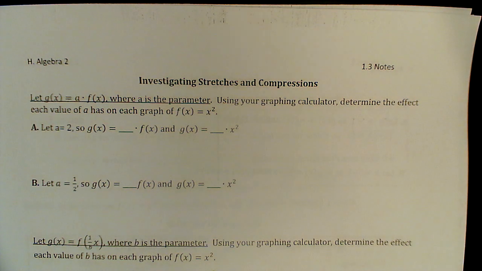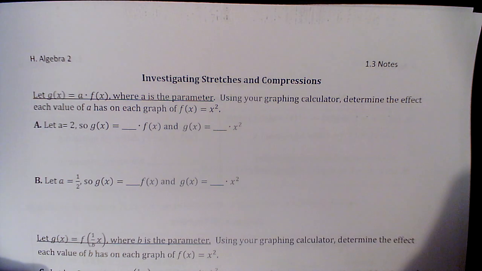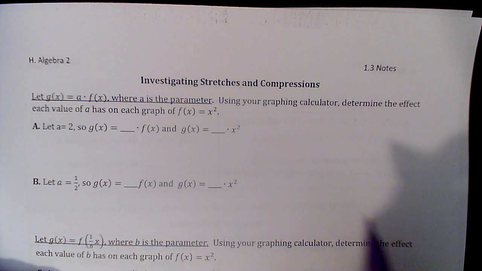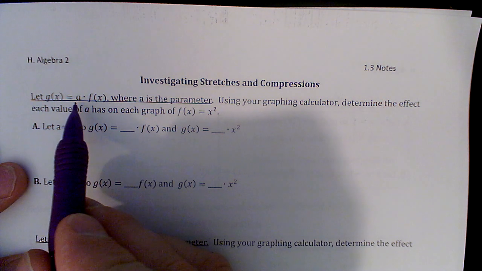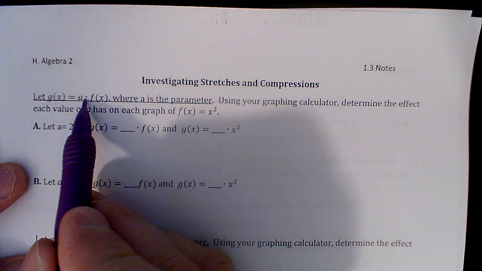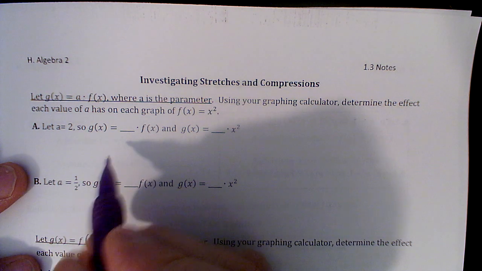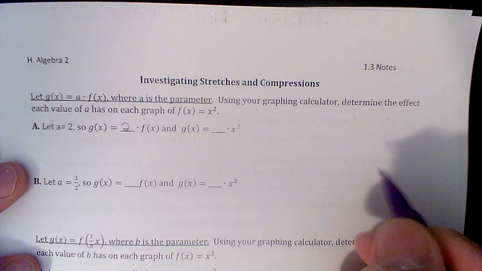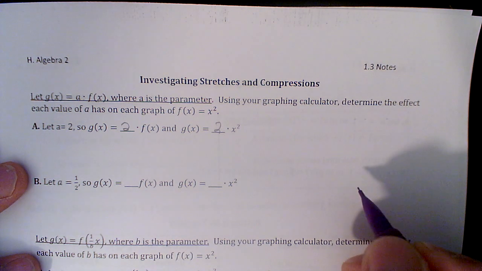Okay, we got two more parameters to talk about, and we're going to try to cover it all in one page, or 2 pages in one video. And we'll move a little bit quicker. So now we're going to use our graphing calculator to determine the effect of a, which is multiplied by the function. So if a is 2, that is 2 times f of x, or in this case, since f of x is a parabola, it's 2 times x squared.